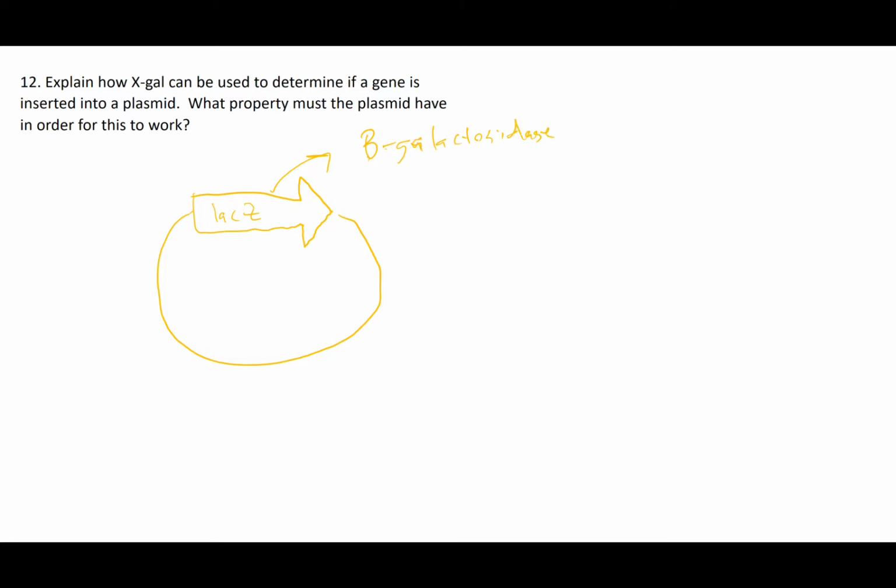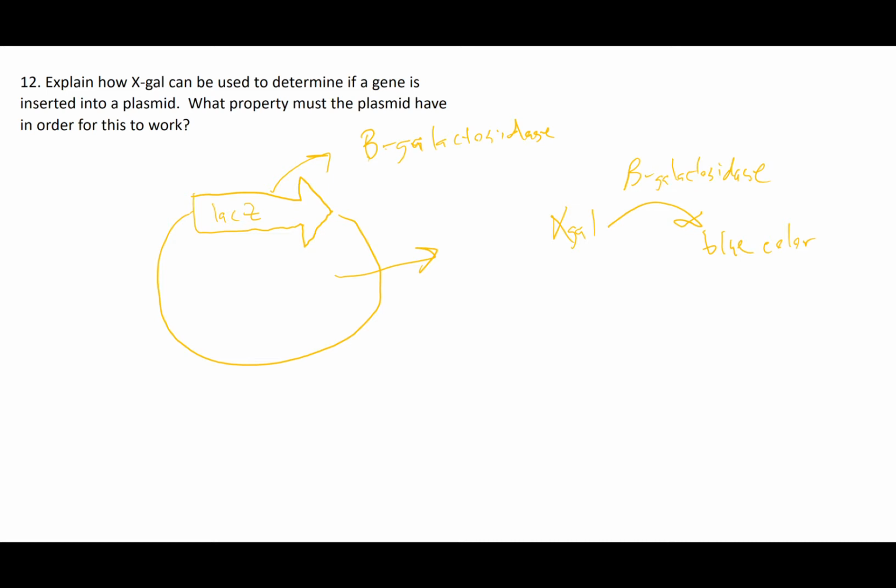Beta-galactosidase is an enzyme that chews up certain sugar molecules. So normally, if we took this plasmid and inserted it into our bacteria as is, beta-galactosidase will be produced. And beta-galactosidase, this enzyme, will take the chemical XGAL and produce a blue color. So if there's beta-galactosidase around, we will get a blue color from these bacterial colonies.